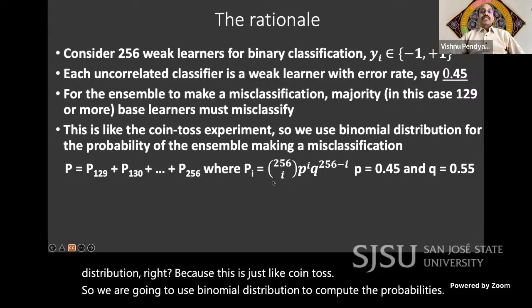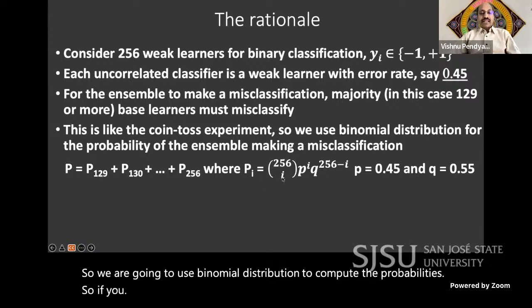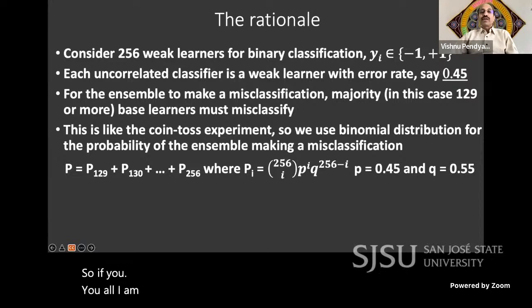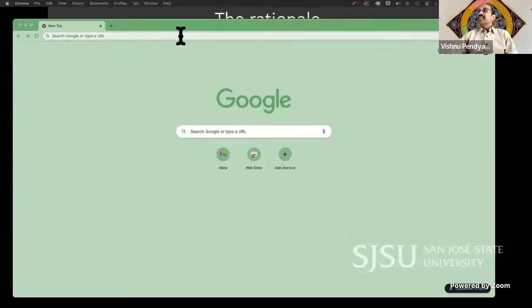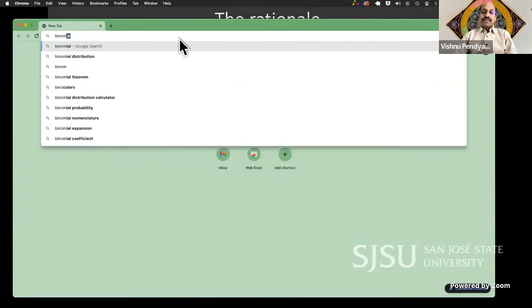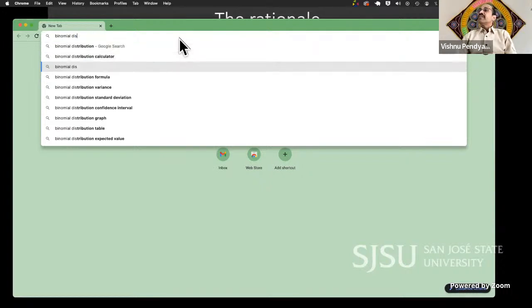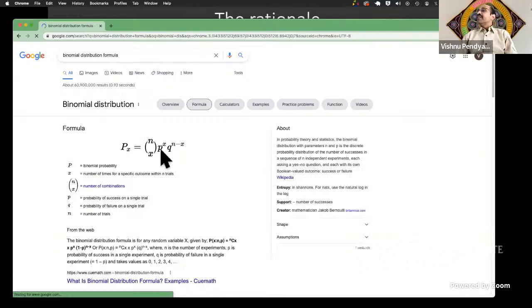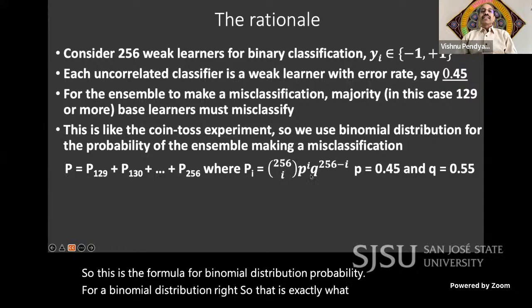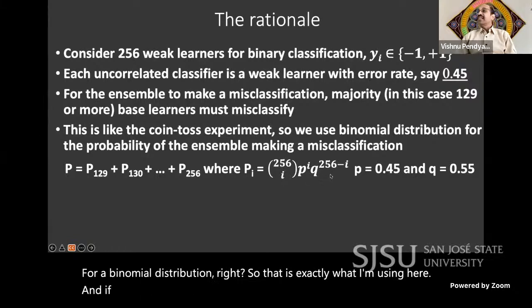I am assuming you all know the formula for the binomial distribution, but just in case you did not, the formula is nothing new. So this is the formula for the probability of a binomial distribution, right? That is exactly what I'm using here. And if you substitute the values, there's also a binomial calculator online that you can use.